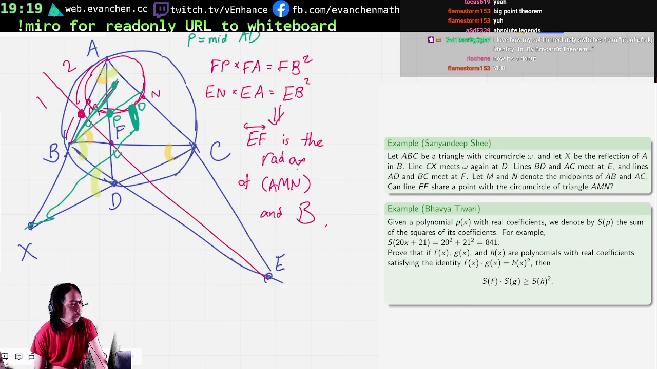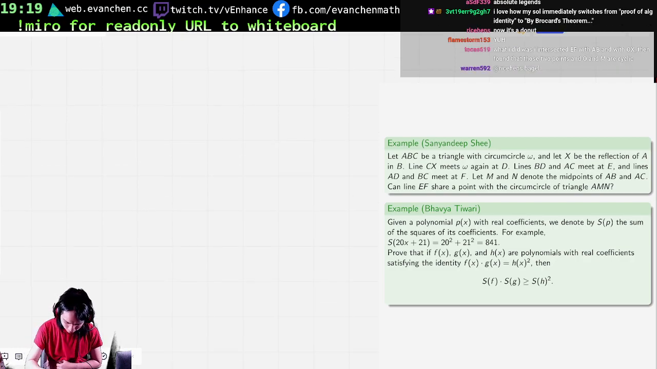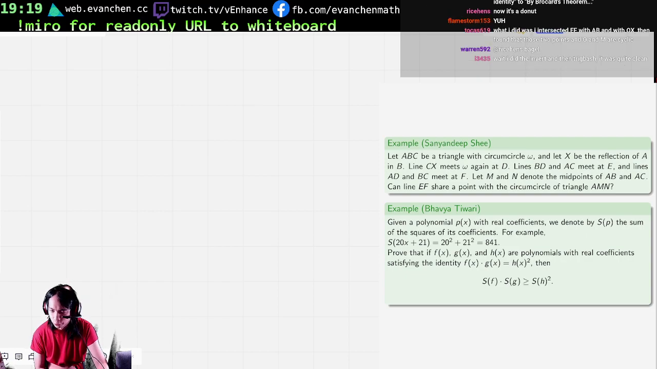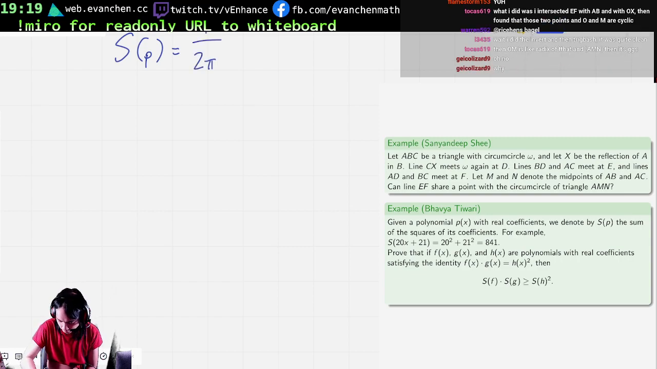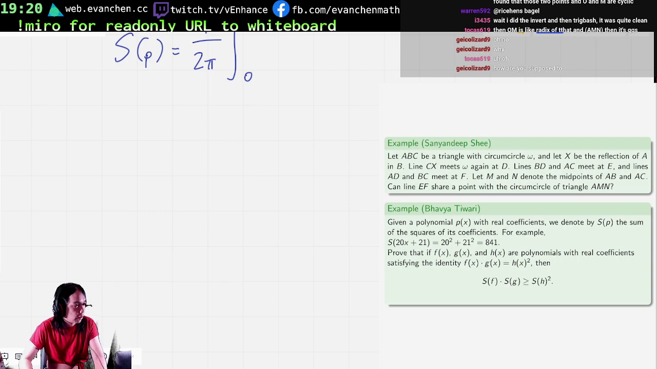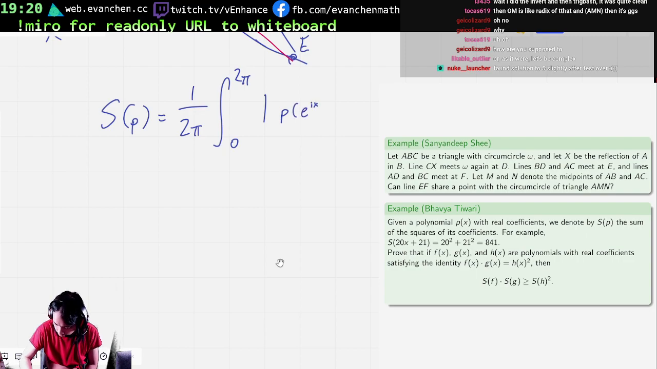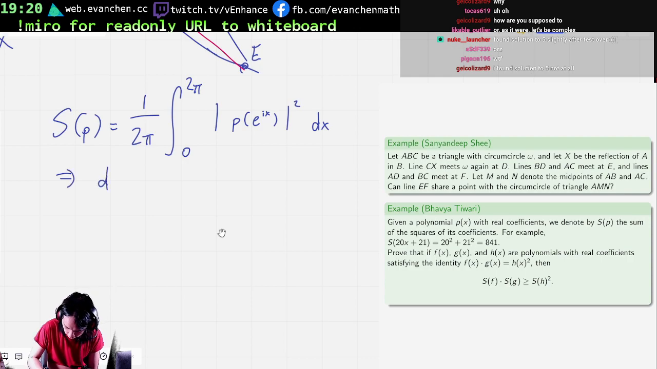Alright, cool. Moving on to problem 5. So there's a politically correct solution using roots of unity, because of course it does. But like, let's be real. SP is the integral of 1 over 2 pi, 0 to 2 pi of the absolute value of P of e to the ix, squared, dx. Oh, there's some lag. So you're done by Cauchy.